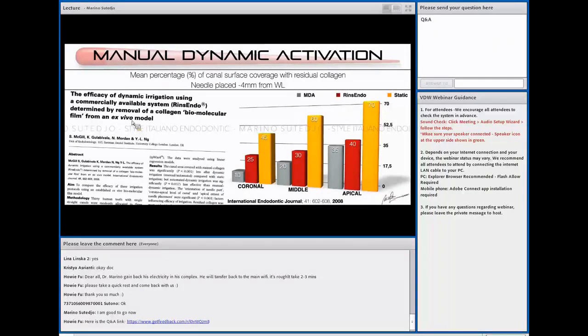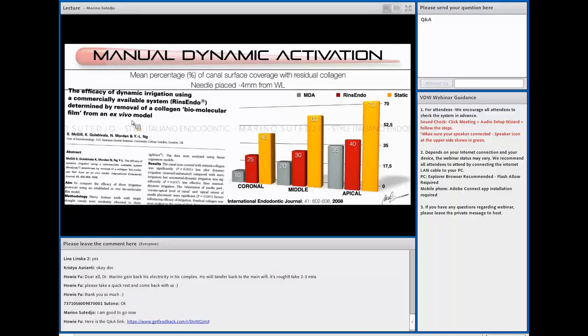So how can we do our activation? The first technique that I'm sure many of us, maybe all dentists, can use, because you don't need a high-tech instrument. All you need is just a gutta percha, and you need to do what is known as manual dynamic activation. It means that we insert our gutta percha into the root canal, and we activate it inside the root canal up and down in order to have a better effect of the solvent, sodium hypochlorite.